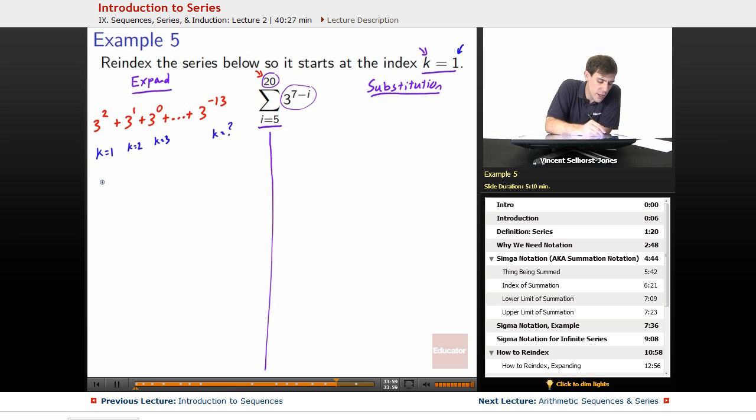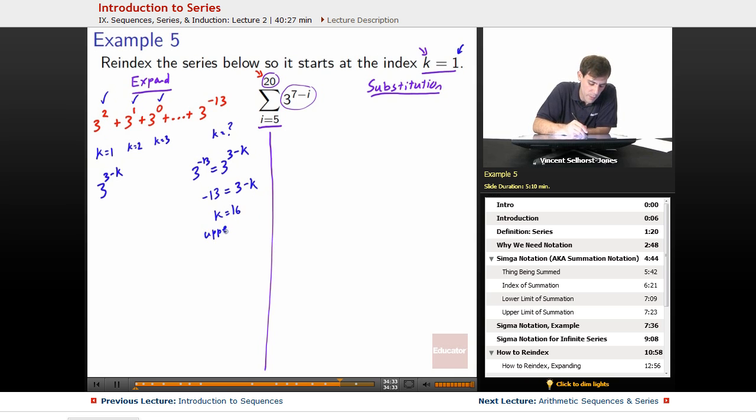So what we've got here, it looks like we could write this as 3 to the 3 minus k. 3 to the 3 minus 1 would get us 3 squared. The next one, 3 to the 3 minus 2, would get us 3 to the 1. Hey, that works out. At k equals 3 on our third term, we'd have 3 to the 3 minus 3, which is 3 to the 0. That works out. So if we're going to have 3 to the negative 13 equals 3 to the 3 minus some k, then negative 13 has to be equal to 3 minus k. So we've got k equals 16 as our upper limit as well. Great, that makes sense.